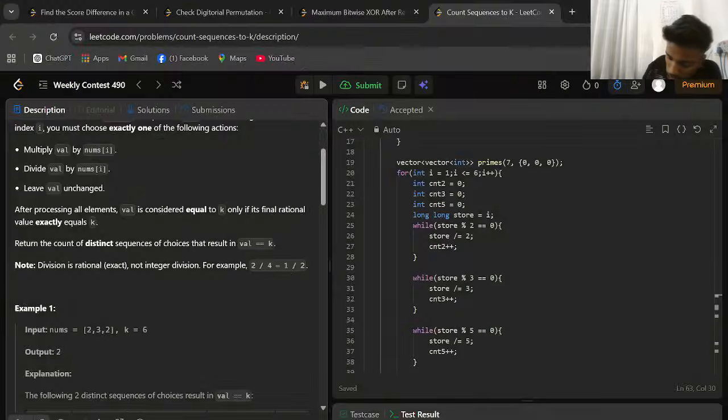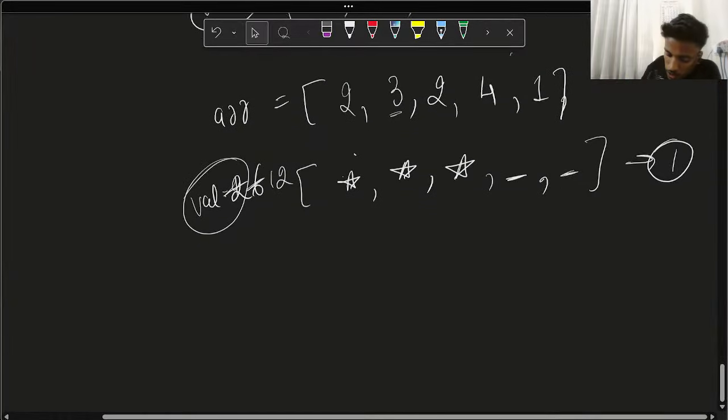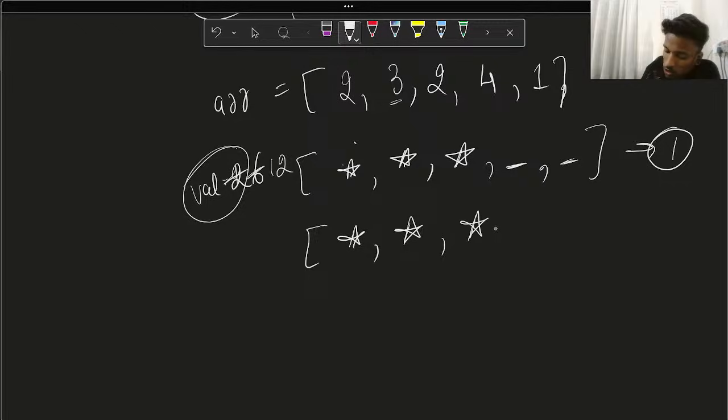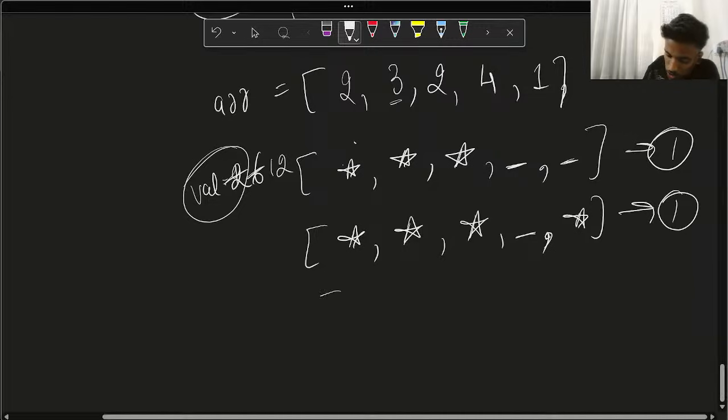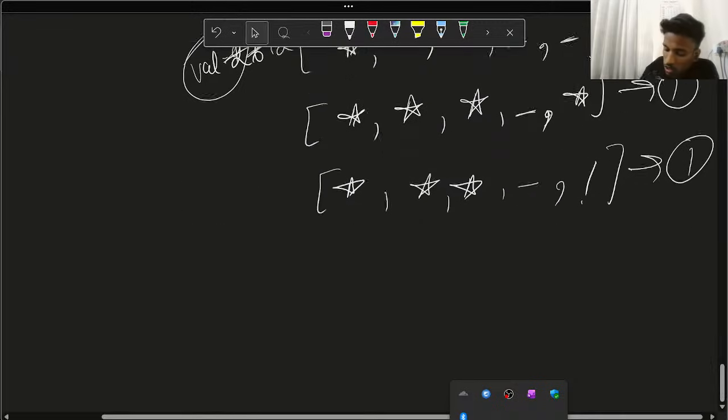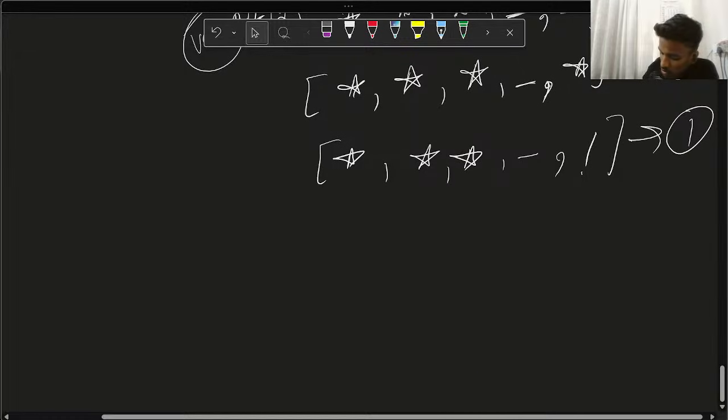Now see another way. What can be another way? Again, I will do a multiplier: 2 into 3 is 6, 6 into 2 is 12. So leave this 4 unchanged, and this time take this 1, like multiply by 1 or divide by 1. So one operation is multiply by 1, another is divide. So this is also another operation. What else can we do?